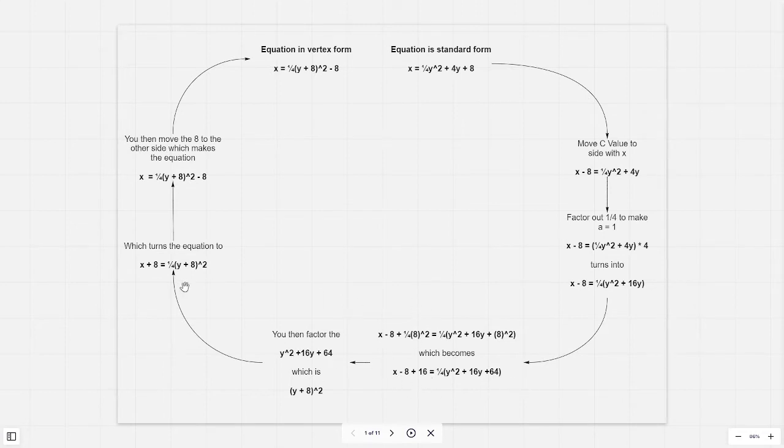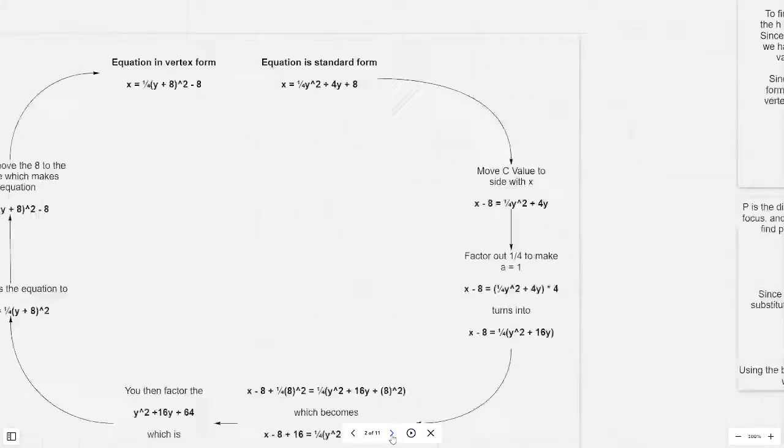And combining like terms, it'll become x plus 8. But first, we have to factor our right side, which becomes y plus 8 squared, and then we move our c, or our 8 on the left side, to the right side, which makes our equation into vertex form: x equals 1/4 (y plus 8) squared minus 8.